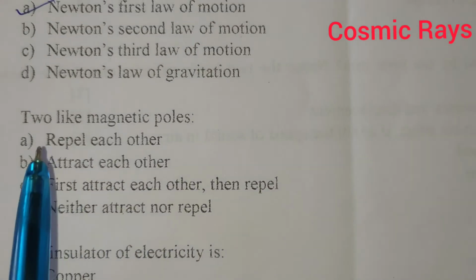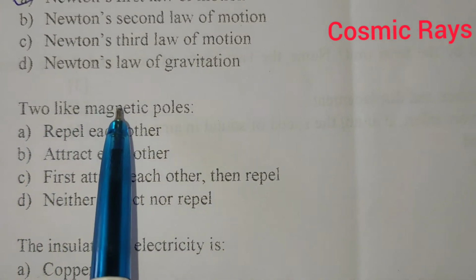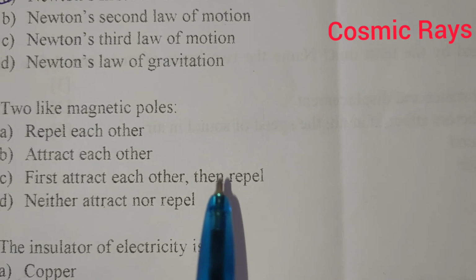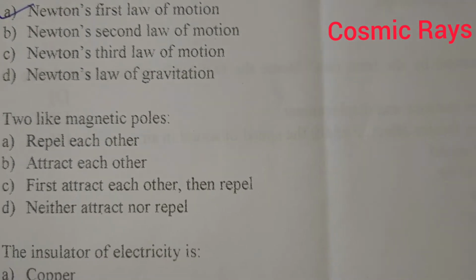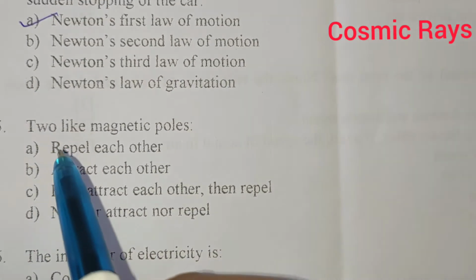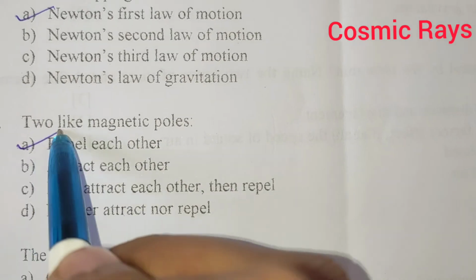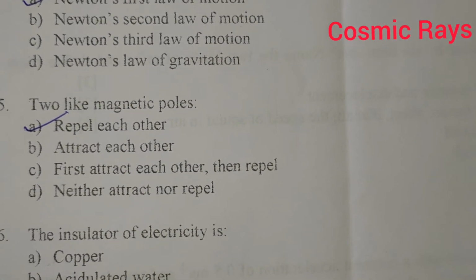Next question says two like magnetic poles. The options are repel each other, attract each other, first attract and then repel, which cannot be. So we know that like magnetic poles will repel each other.